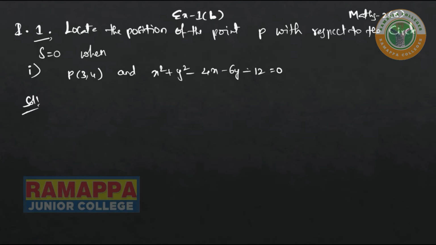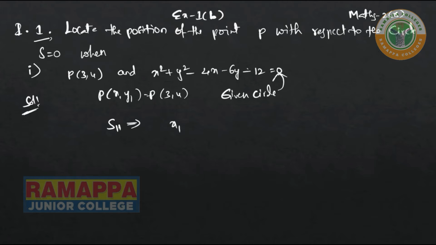Solution: given P(x1, y1) is equal to (3, 4), where x1 is 3 and y1 is 4. The given circle is this one. In this we have to find S11. S11 means x1 square plus y1 square minus 4x1 minus 6y1 minus 12, where we substitute x1 and y1. Here it is not equal to 0.